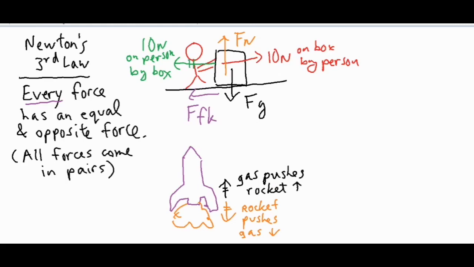So basically what you're doing, if you were to write a little phrase that would describe what happens, is you're always swapping the two objects and changing the direction. What do I mean by that? It says rocket pushes gas downwards. So I'm switching the word rocket and gas and then changing the direction to show that it's an equal and opposite force. So the gas pushes the rocket upwards.